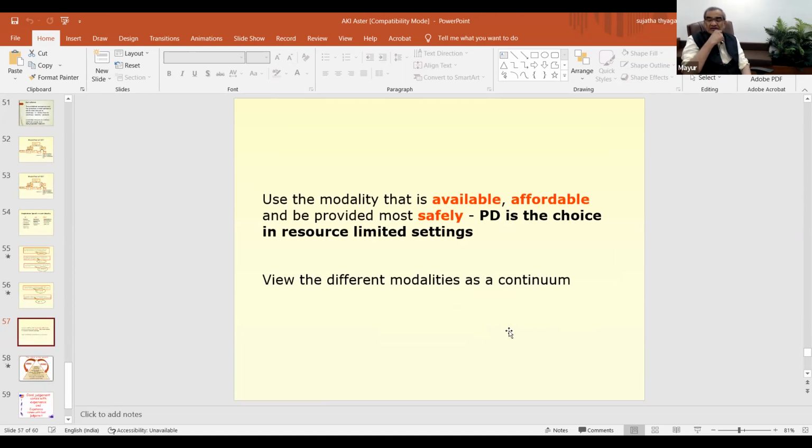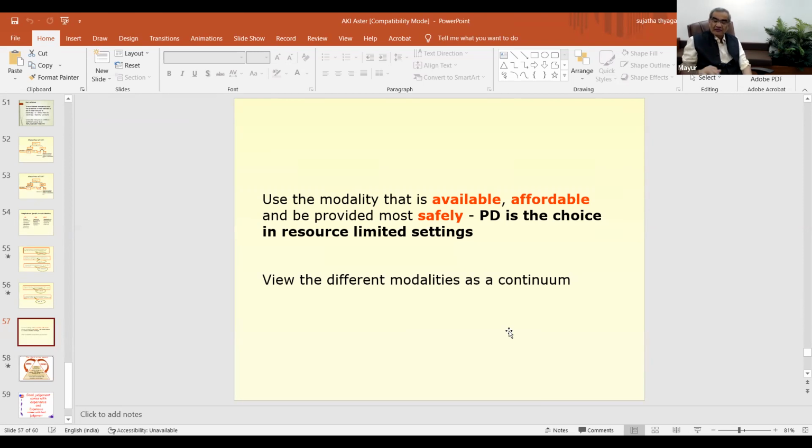Also remember, we said that we have to keep in mind what is feasible, what is available, what is affordable, and what can be provided very safely. You have to go for the same modality of treatment, but don't underestimate the role played by PD. But you should always be ready to go ahead with HD or CRRT in patients who are really critically ill with multi-organ failure, and who are hemodynamically unstable and fluid overloaded.